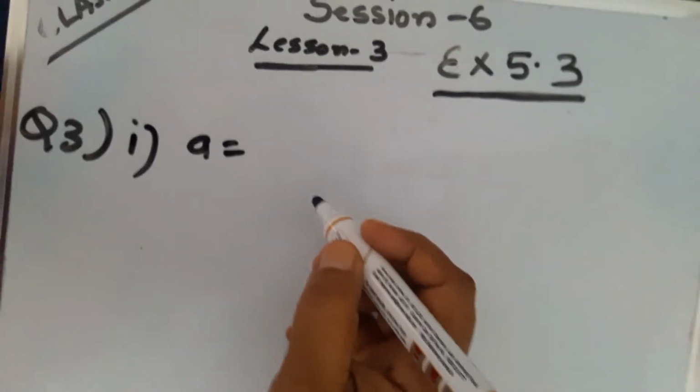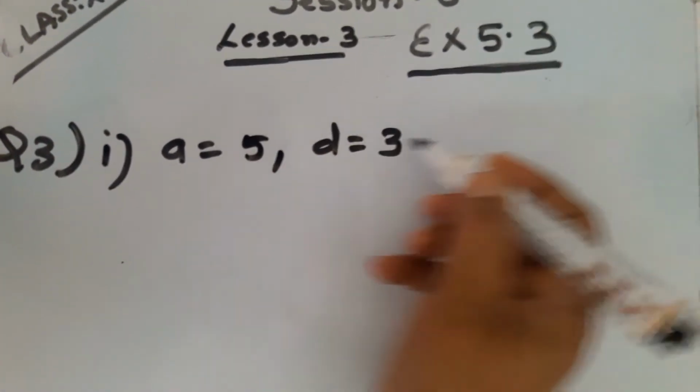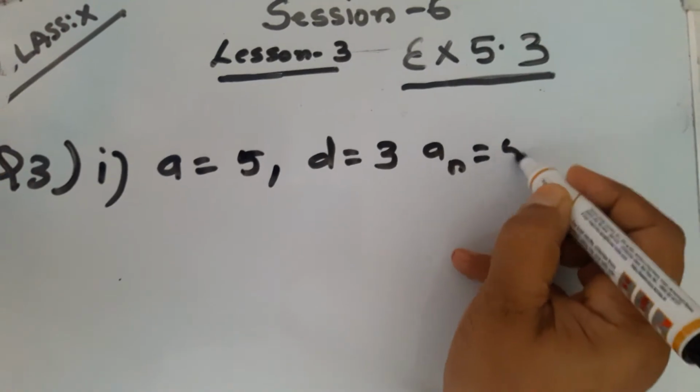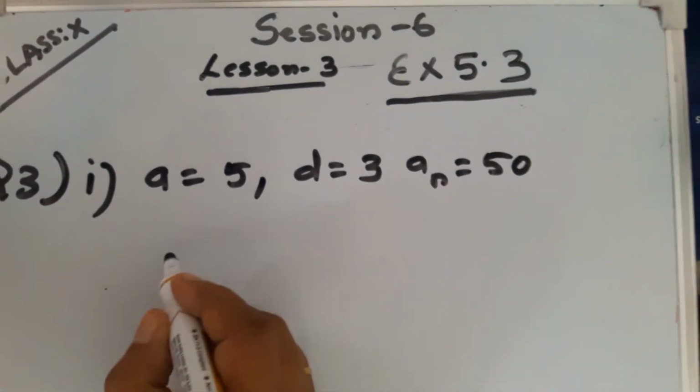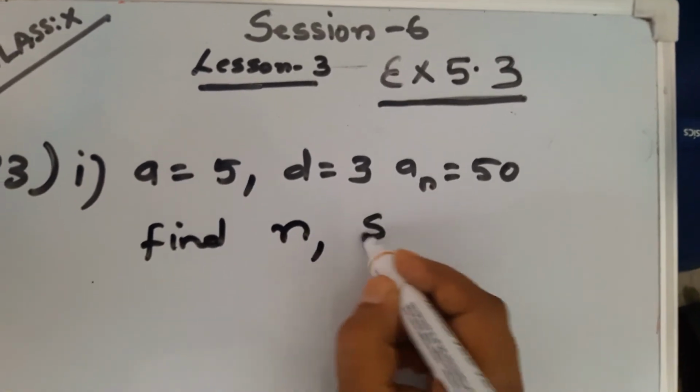Okay. Now first bit, what is given? A is given as 5, D is given as 3 and An is given as 50. And what are the things you have to find out? You have to find N and Sn.